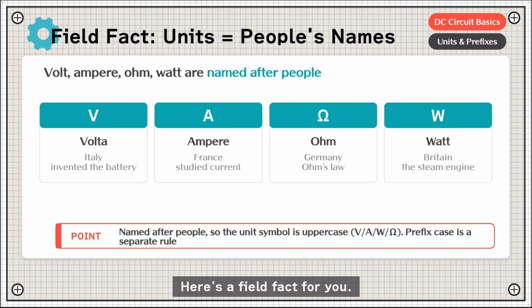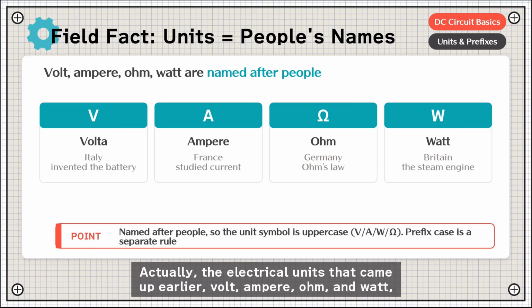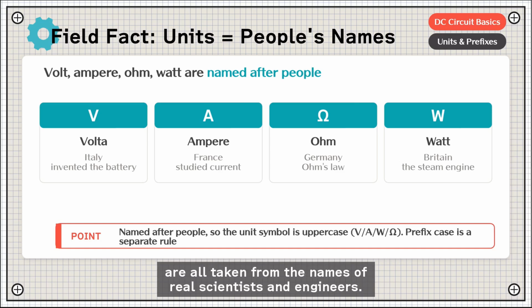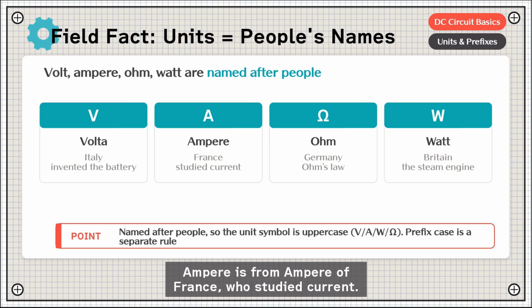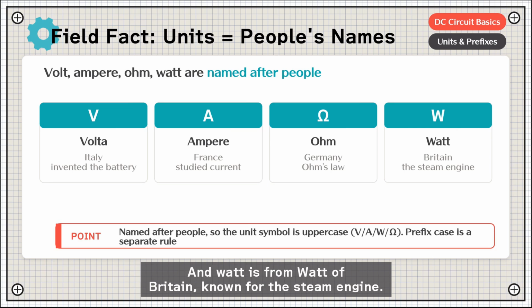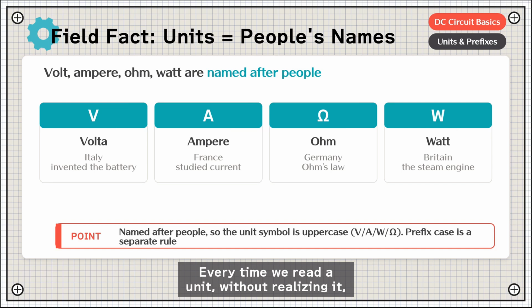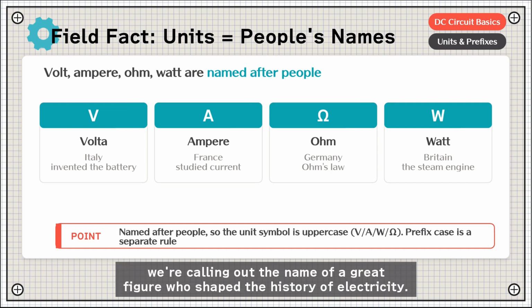Here's a field fact for you. The electrical units that came up earlier, volt, ampere, ohm, and watt, are all taken from the names of real scientists and engineers. Volt is from Volta of Italy, who invented the battery. Ampere is from Ampere of France, who studied current. Ohm is from Ohm of Germany, who found that famous law, and Watt is from Watt of Britain, known for the steam engine. Every time we read a unit, without realizing it, we're calling out the name of a great figure who shaped the history of electricity.